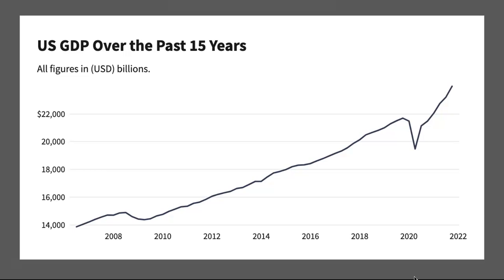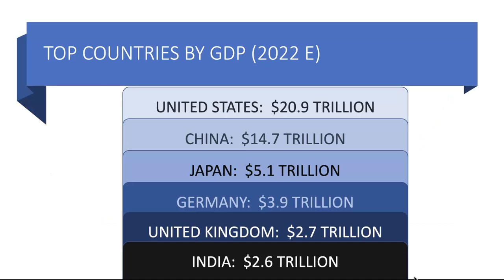This chart shows how the GDP of the United States has grown over the last 15 years. It was roughly $14 trillion in 2006, and it has grown to over $21 trillion in 2022. This growth in the U.S. economy is quite impressive, given the overall size of the U.S. economy. We can compare the GDP of 2 countries to compare the size of their overall economies.